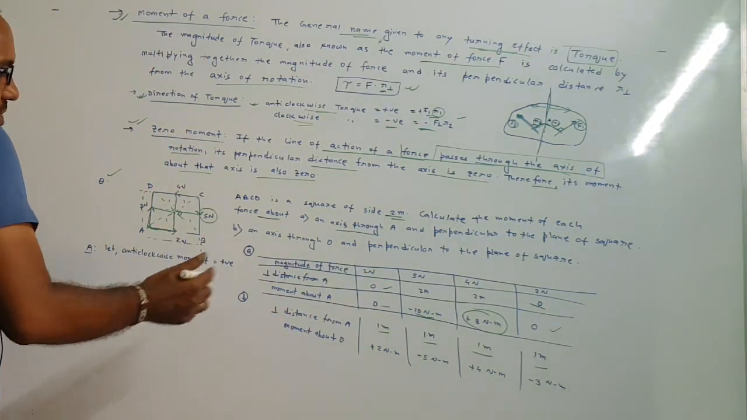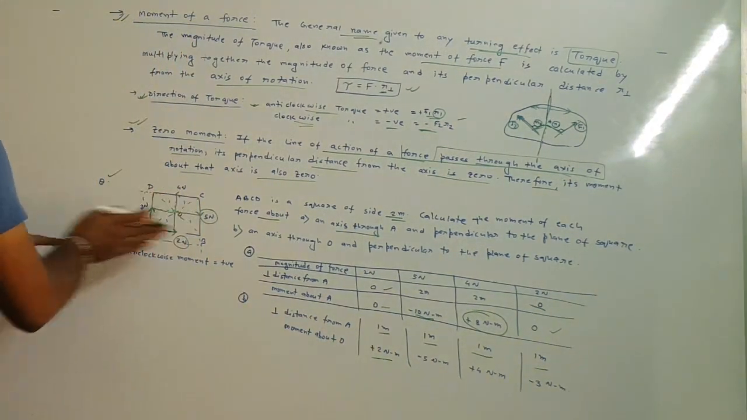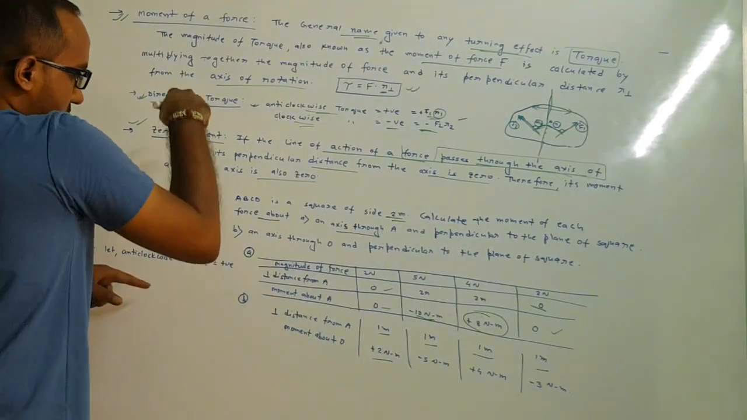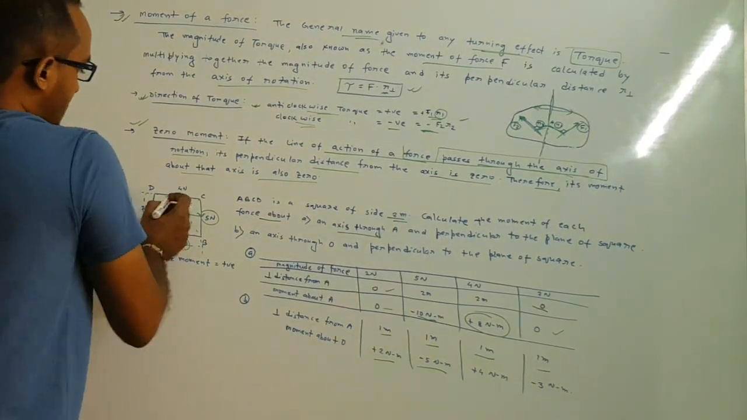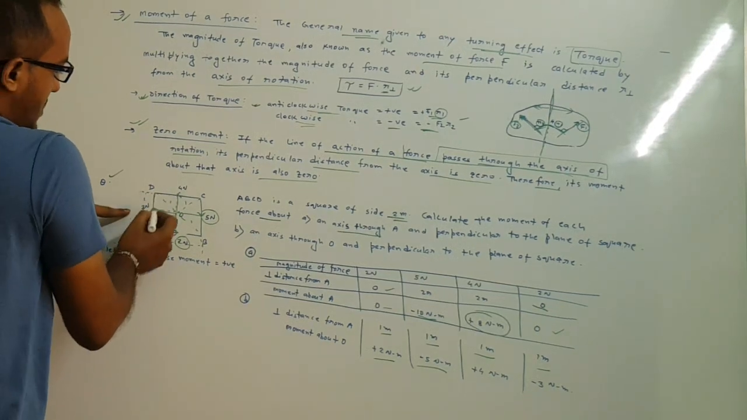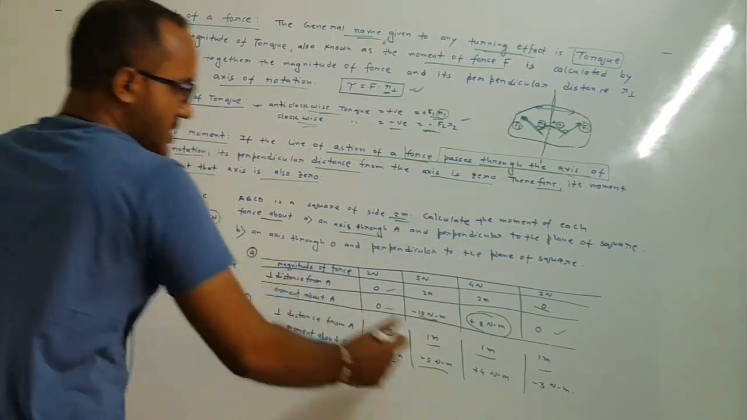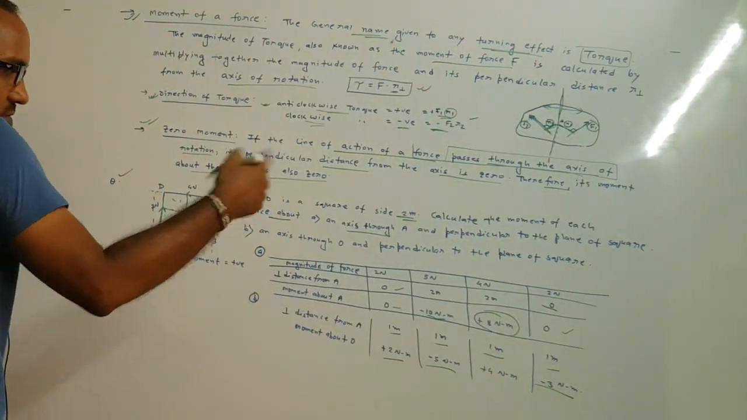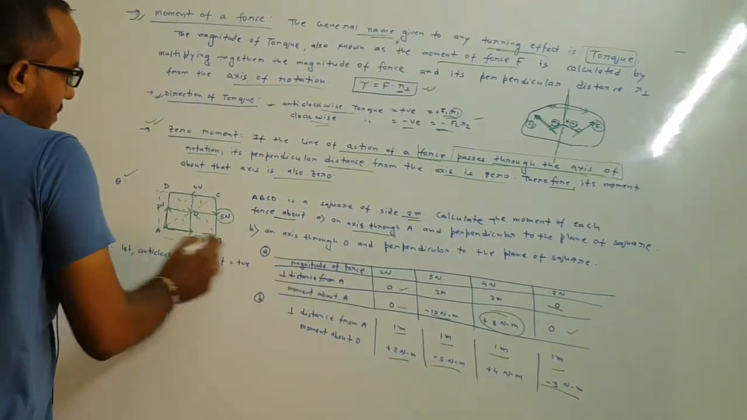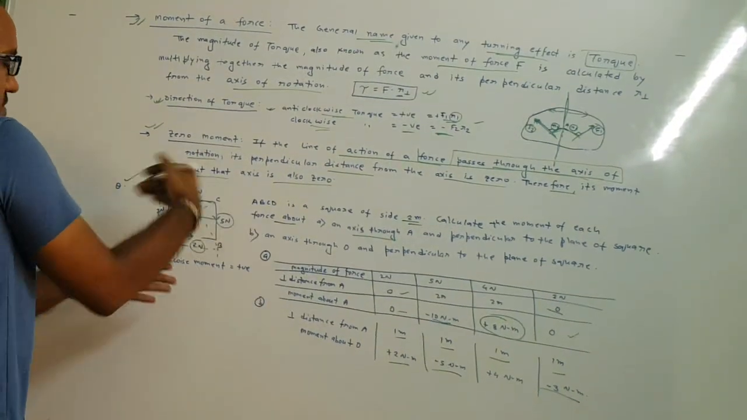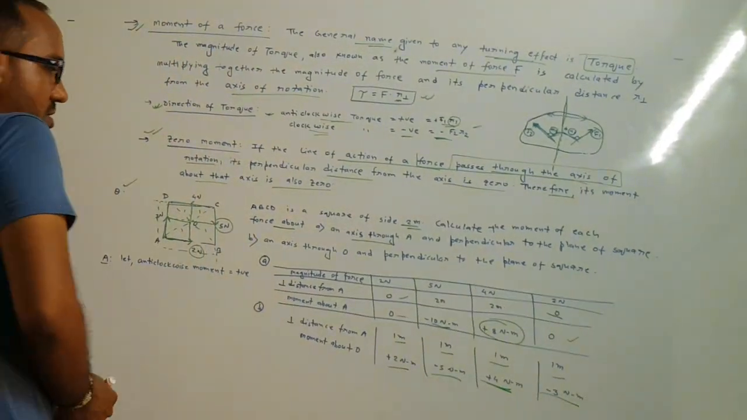Moment is force into perpendicular distance. So force into 1, and this is going in this direction, so this is anti-clockwise, and this is clockwise, so this is minus 5 into 1, that is minus 5 Newton meter. For 3 Newton it is trying to rotate in the clockwise direction, so it is negative, minus 3 into 1, that is minus 3 for clockwise rotation. And for 4 Newton, it is trying to move the object anti-clockwise, so it is 4 into 1, that is plus 4 Newton meter.